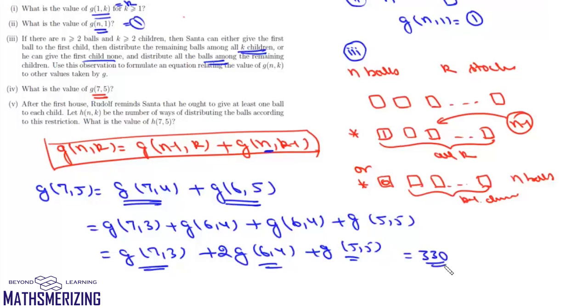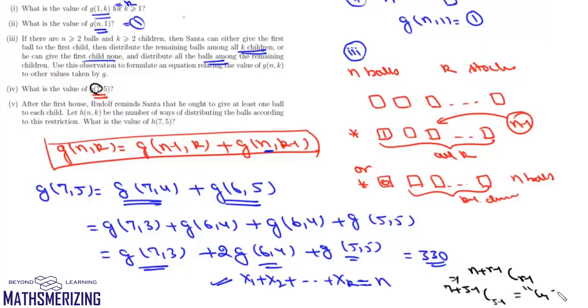Another simple way of solving it can be using linear equations. Suppose first stocking gets x1 balls and kth stocking gets xk balls, then total number of balls is n. We need to find number of non-negative integral solutions of this equation. Number of non-negative integral solutions is given by (n + r - 1) C (r - 1). Now n in this case is 7 and r is 5. So it will be 7 plus 5 minus 1 C 5 minus 1, so 11C4, and value of 11C4 is 330. So we'll get this value as 330.